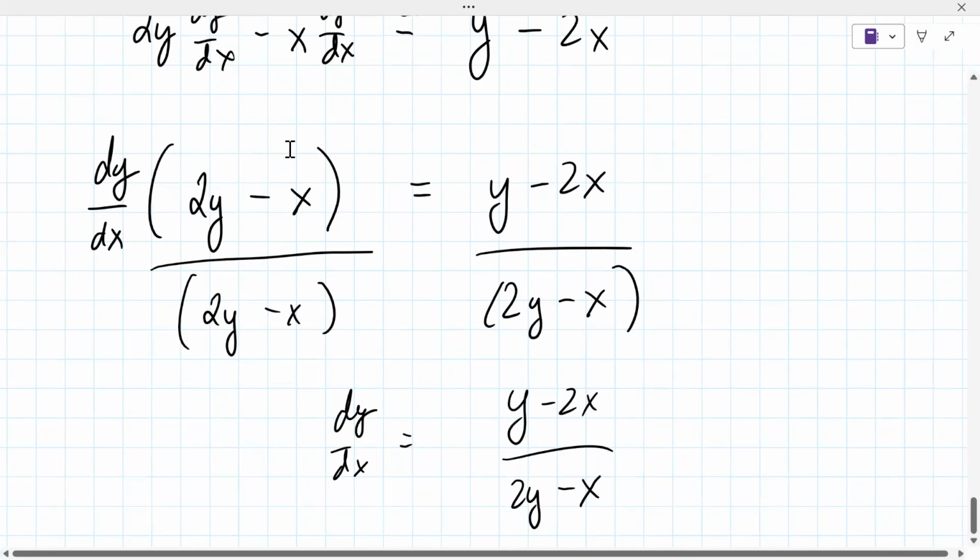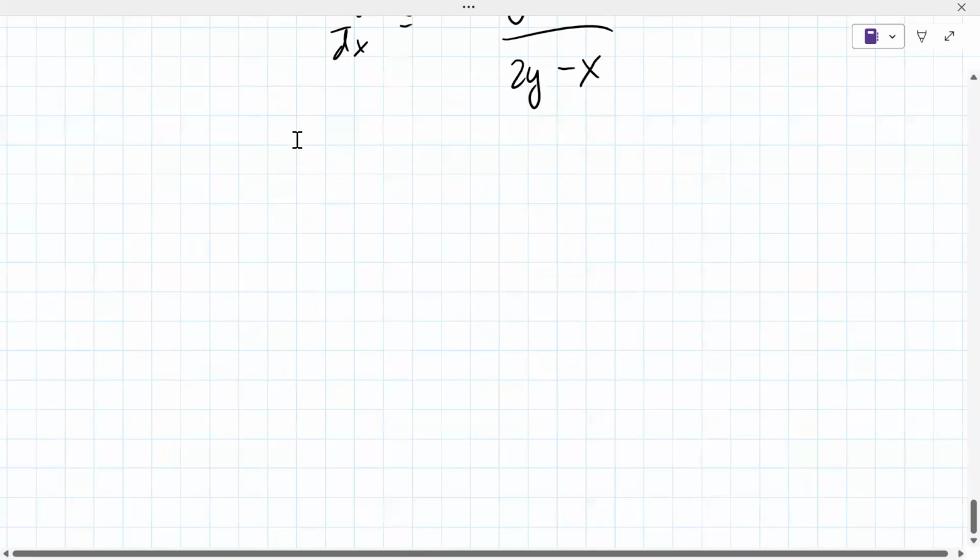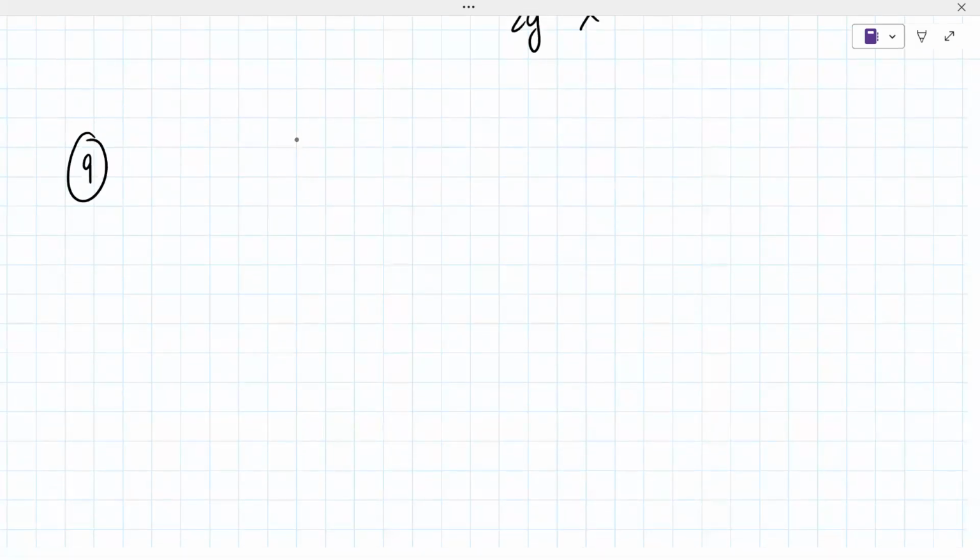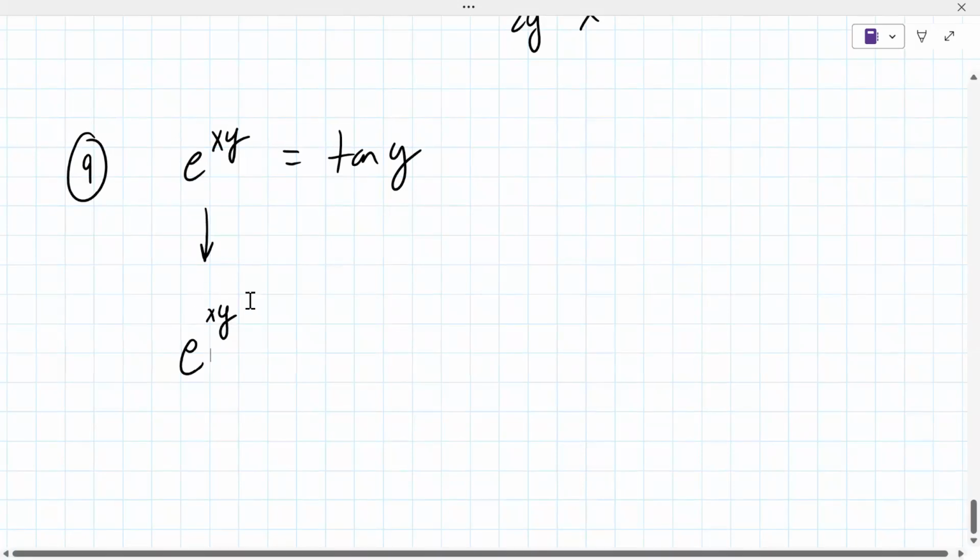Now we can do your problem. You're number 9. Is that the one you want to do? Yeah. e to the xy equals tangent y. All right, what is the derivative of e? It's itself times the derivative of the inside function, the exponent.